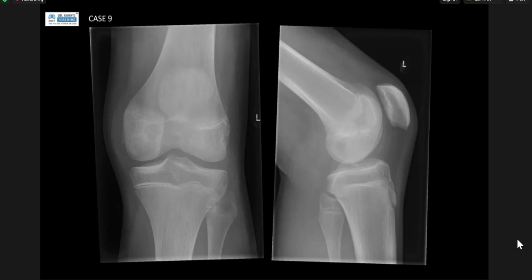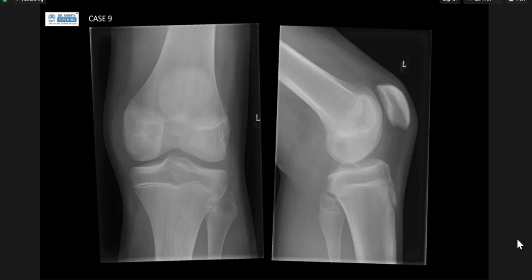I am worried about, for this young age, I'm worried about infectious pathology. This could be a Brodie abscess. I need to do an MRI for more delineation and characterization of this pathology.